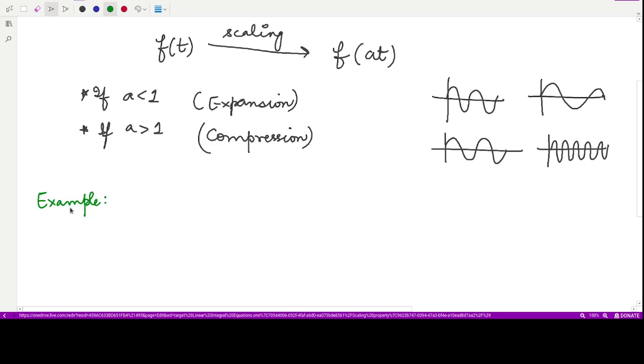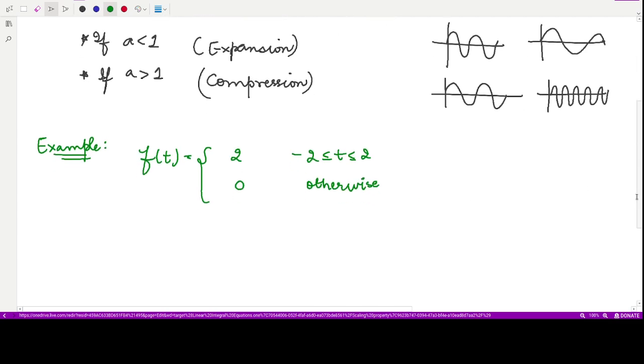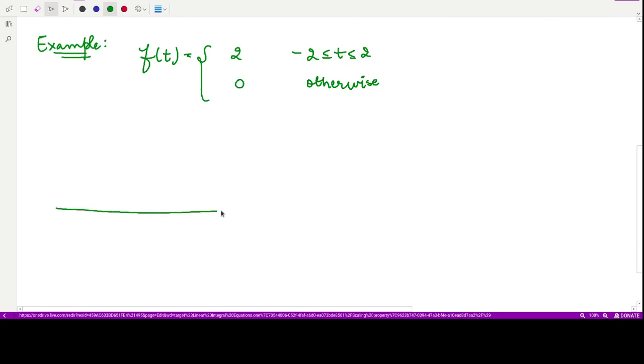Suppose your given function is f of t, which is defined to be a piecewise continuous function having the value 2 in the domain -2 to 2 and the value 0 otherwise. So this is your function. How does it look? Let me draw it. This is the real line, right? Here this axis represents your variable t, and you have this vertical axis which represents the function's value.